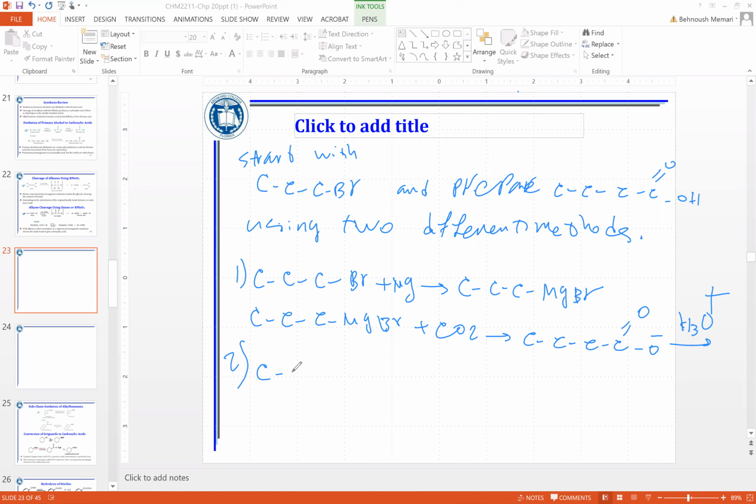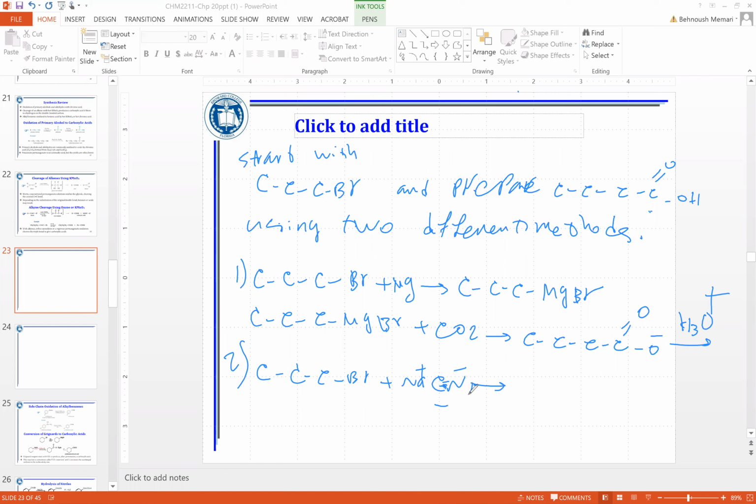Method 2, you would use your propyl bromide, because the difference between propyl bromide and the carboxylic acid is 1 carbon. You must add a carbon. Okay. You would change the alkyl bromide by doing a substitution reaction, an SN2 type reaction, plus Na+ CN-, that's the sodium cyanide.